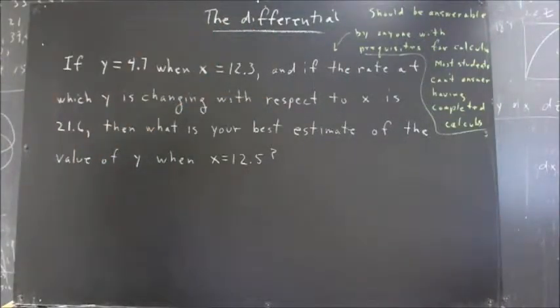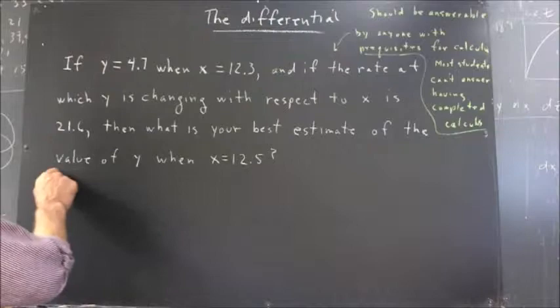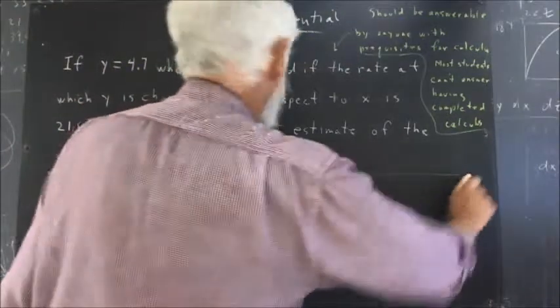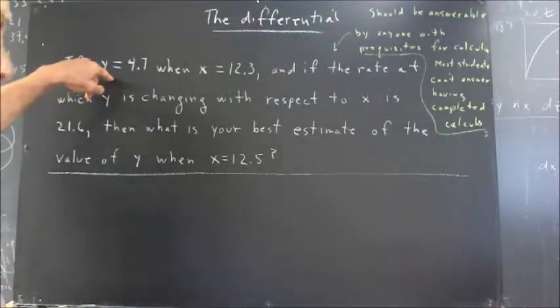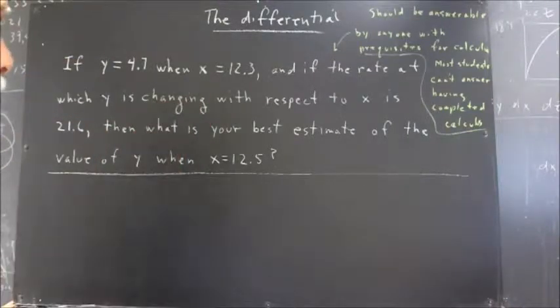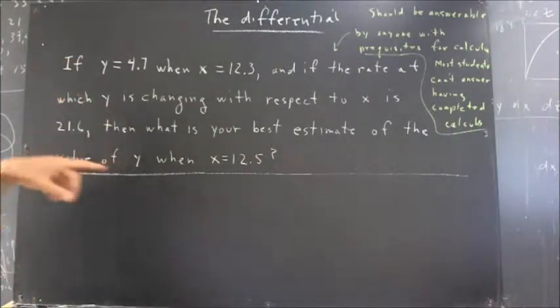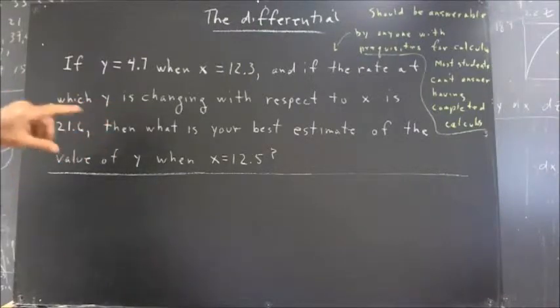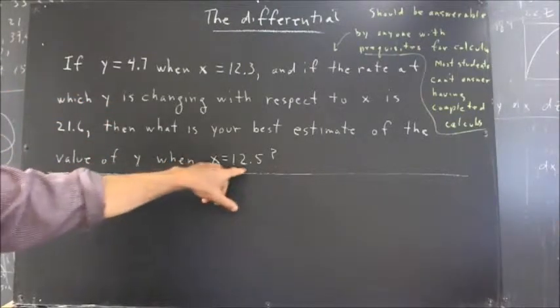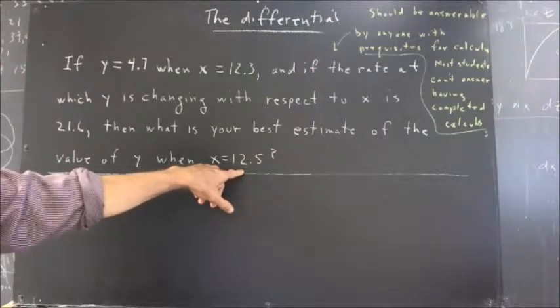You should read it and attempt to answer it yourself. And if you can't give a good answer to the question, you have a lot of company. So hopefully you paused and did that. Let's deconstruct the question to see what it's asking. Okay, so we got y equals 4.7 when x equals 12.3, and we want to find how much y has changed by the time x equals 12.5.